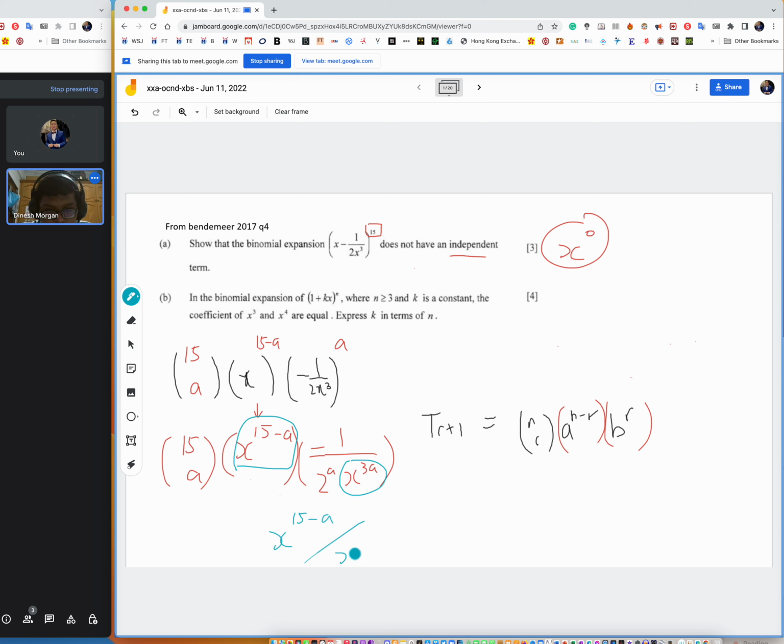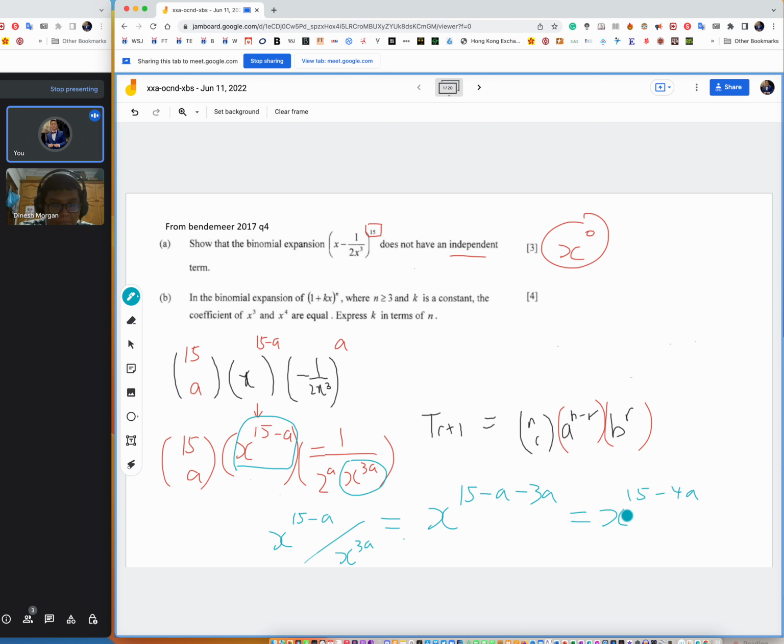Over x^(3a) is equal to x to the power 0. I just have to prove that this one can never be x equal to 0. So how do I prove it? I use the indices: x^(15 minus a minus 3a), then x^(15 minus 4a).